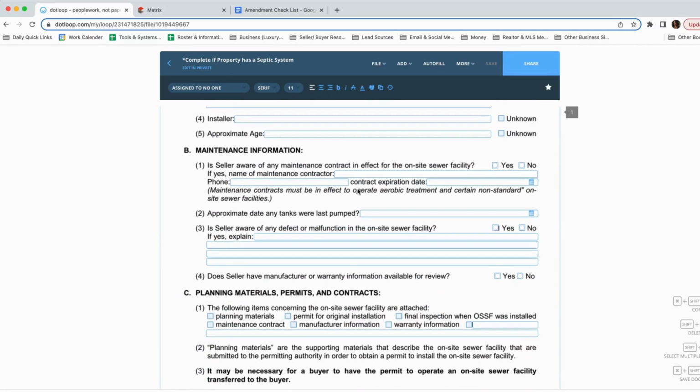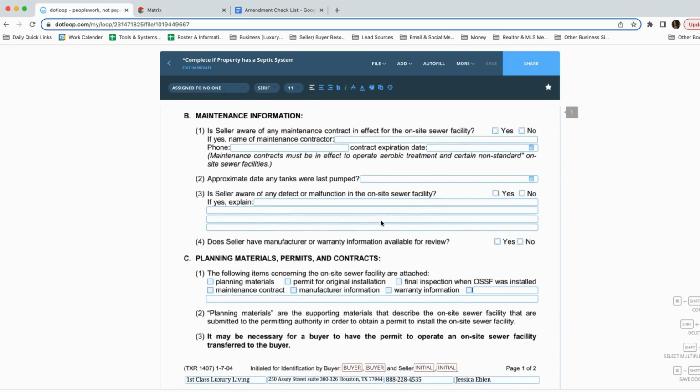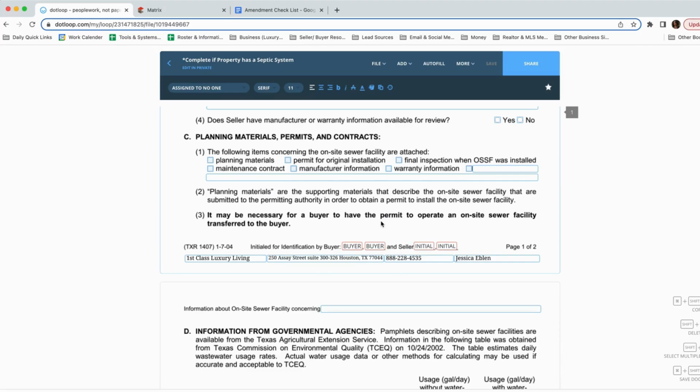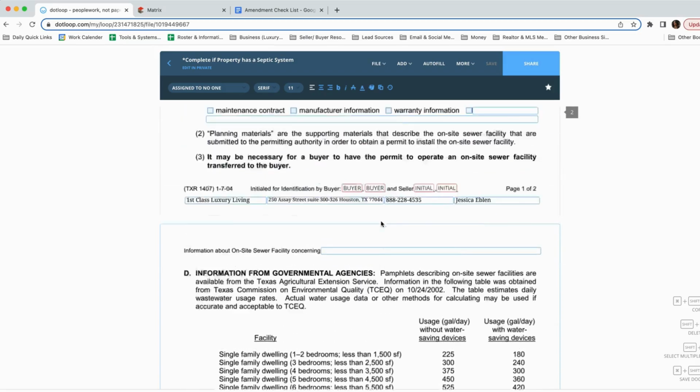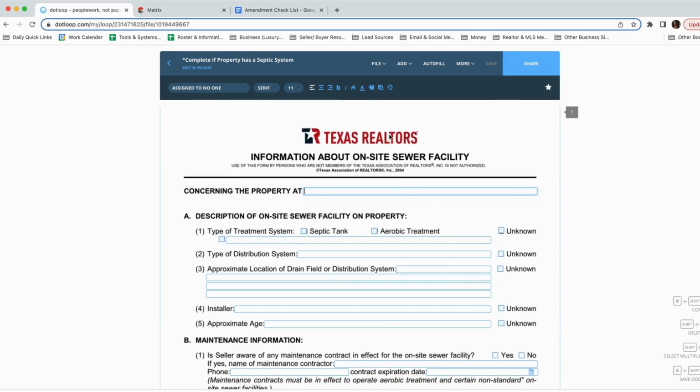Also, information about the approximate date the tank was last pumped, and whether the seller is aware of any defects or maintenance. They need to know this. This needs to be filled out by the seller before the buyer signs this, okay? A good listing agent would have this filled out during the listing agreement and attached to MLS.